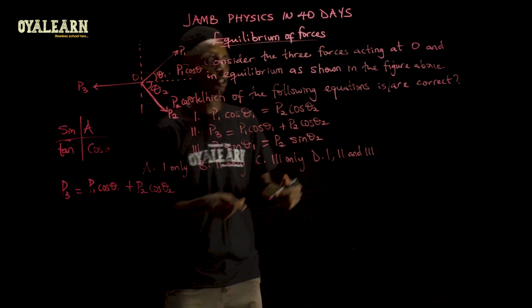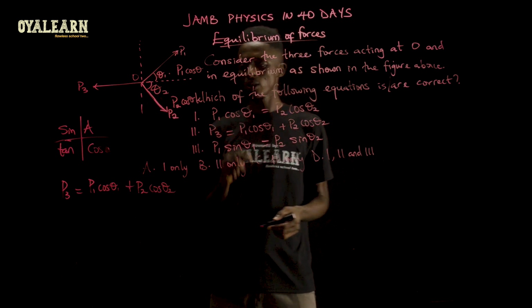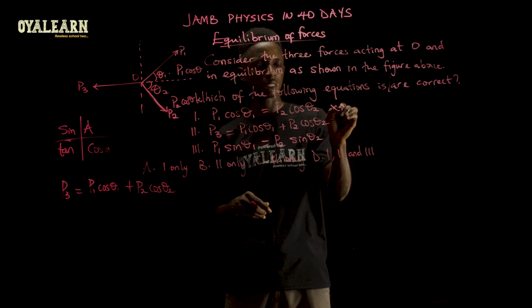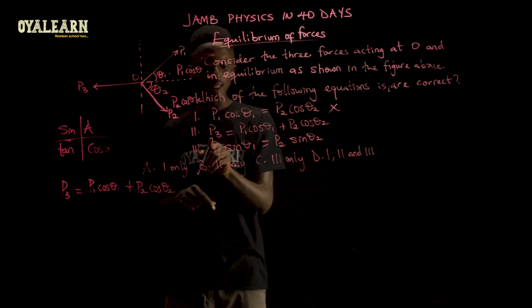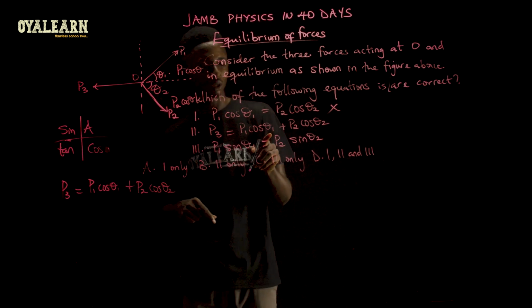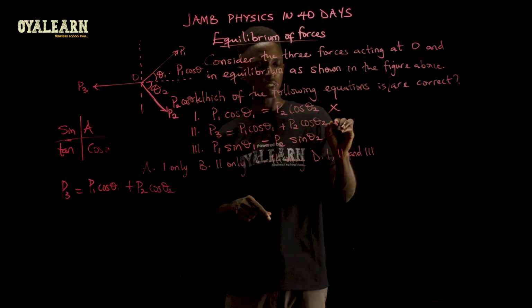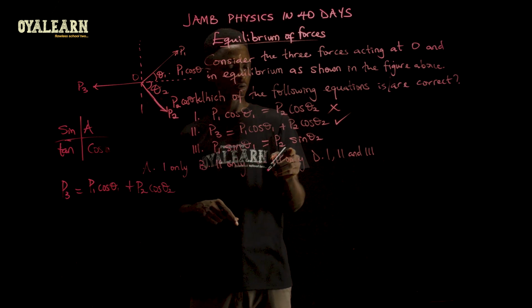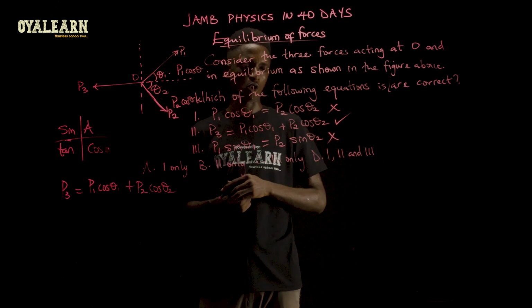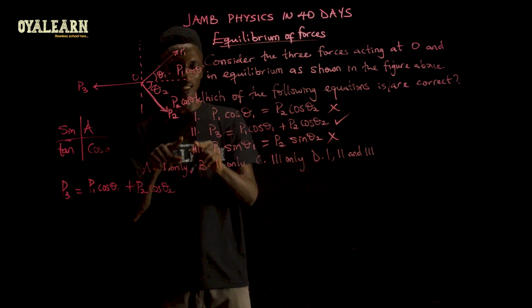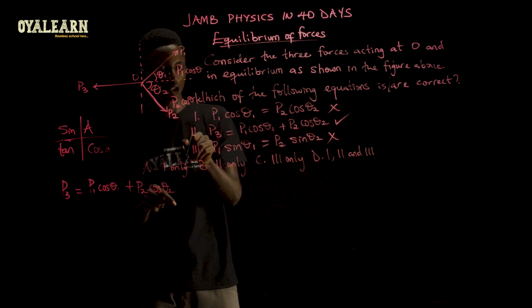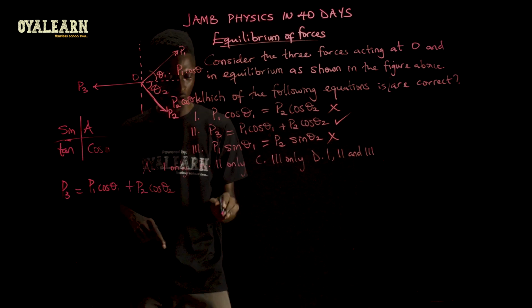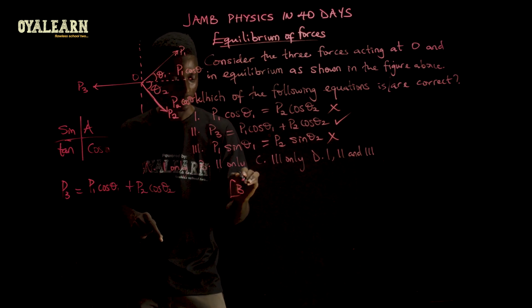So let's look at the equations we are given. We have P1 cos theta 1 equals P2 cos theta 2. This is wrong. P3 equals P1 cos theta 1 plus P2 cos theta 2. This is correct. Then P1 sin theta 1 equals P2 sin theta 2. This is also wrong. So the correct one is only the equation number 2. So looking at the options we have here, only 2 is correct. So we are going to go with option B.